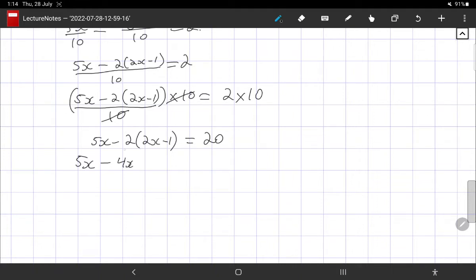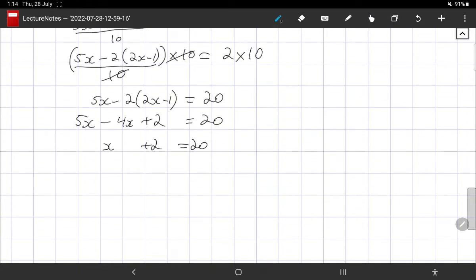And if I have minus 2 lots of minus 1, I have a positive 2. And negation, which is touched on in the worksheet, is equal to 20. Let's combine what we can combine. Well, 5x take 4x is, if I have 5 lots of something and I take 4 away, I now have only 1 lot of that item, plus 2 equals 20.